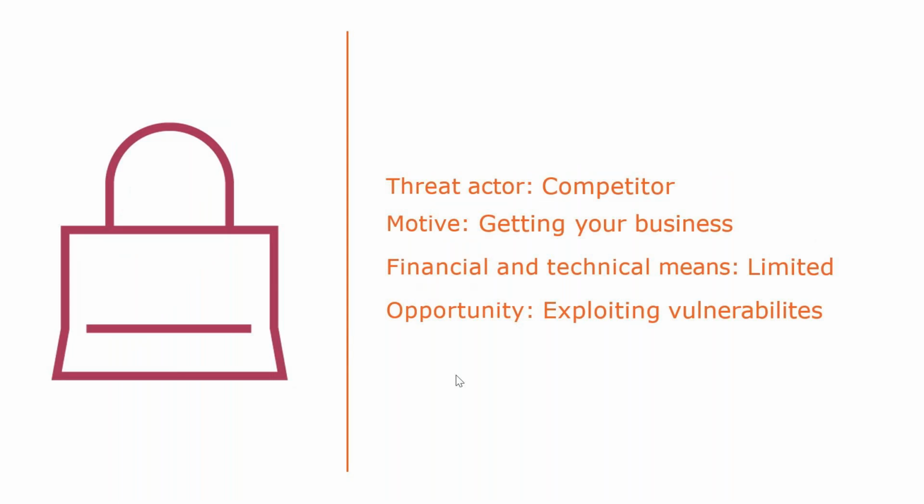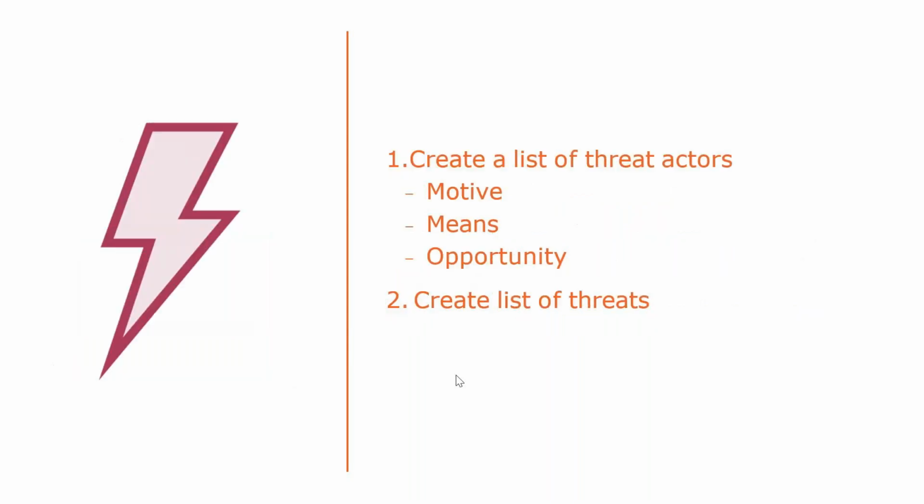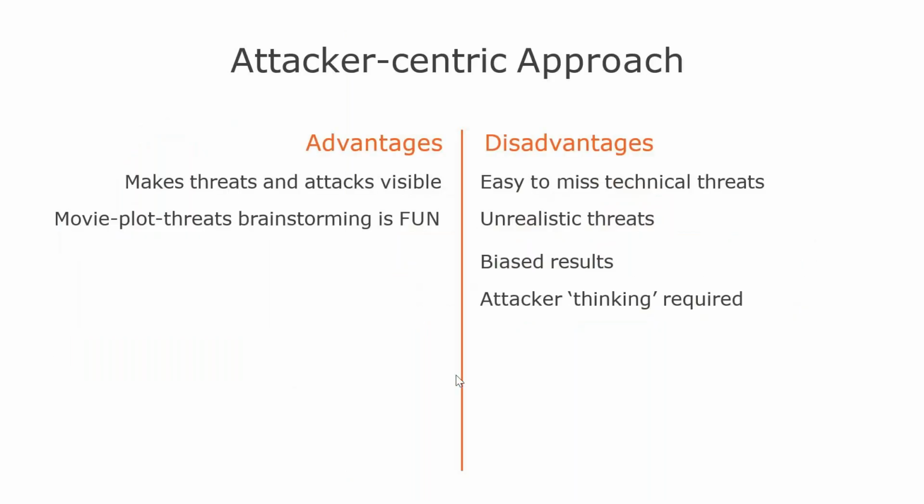Here you have a threat actor; it can be a competitor. The motive, as one of the use cases, can be getting your business. Financial and technical means may be limited, and the opportunity is exploiting vulnerabilities and stuff like that. This is what you have to do with the actor-centric approach. What are the advantages and disadvantages? The advantage is that we have mixed threat and attack visibility, and movie-plot threat brainstorming is fun.